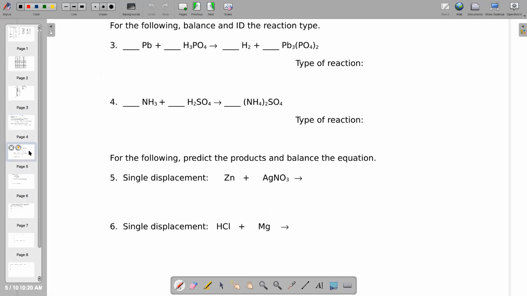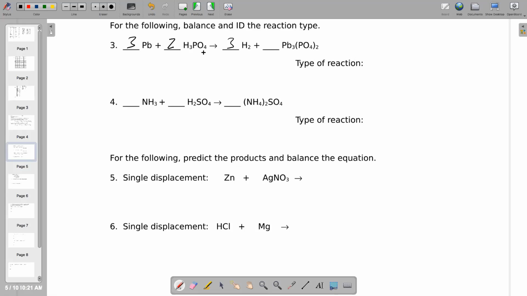All right, well, this one goes, if you start with the lead, there's only one lead on the left, but it looks like we got 3 leads on the right, so maybe you got to throw a 3 in there. And then here we got 3 hydrogens on the left, but 2 hydrogens on the right. So the least common multiple of 3 and 2 is 6. So we put a 2 here and a 3 there. And that looks better.